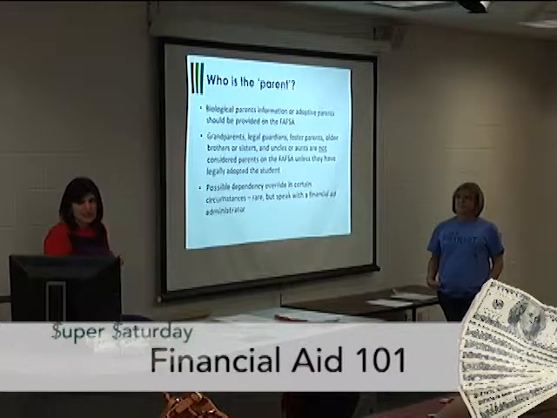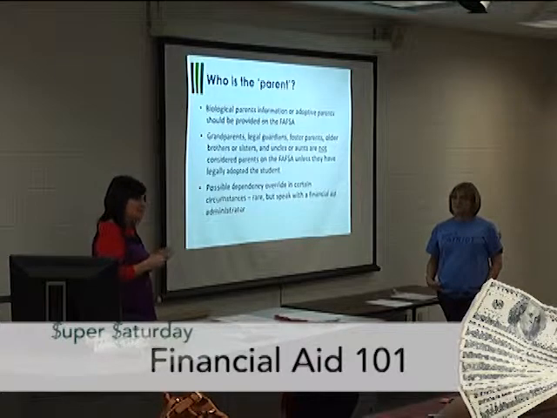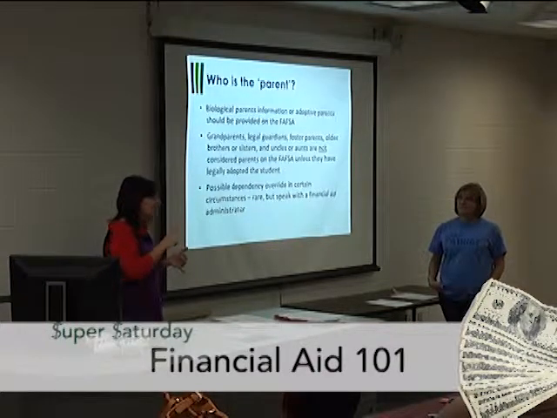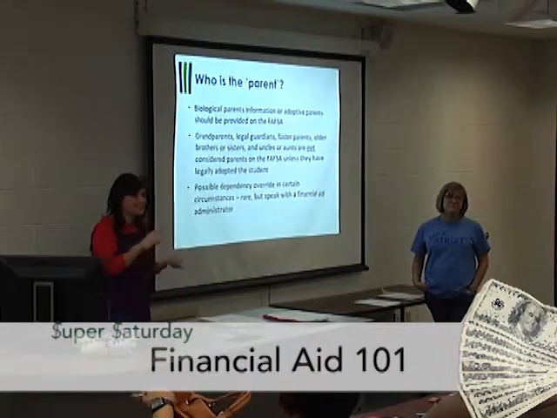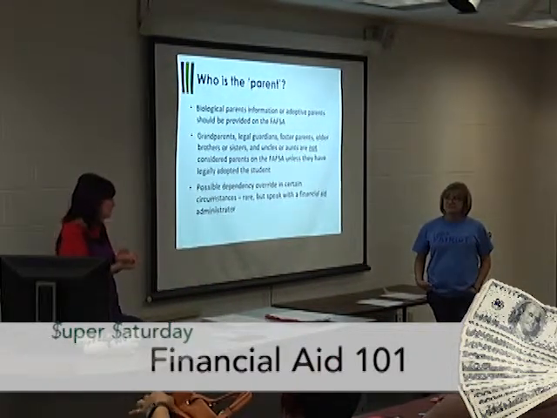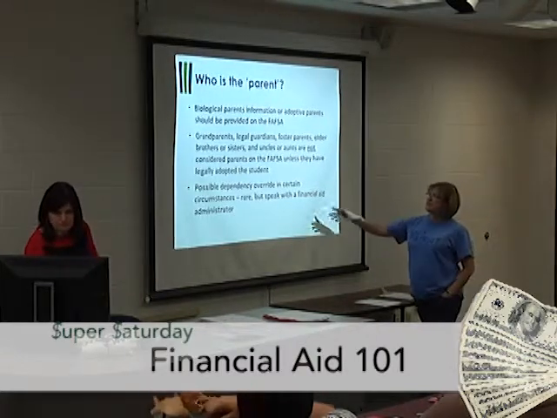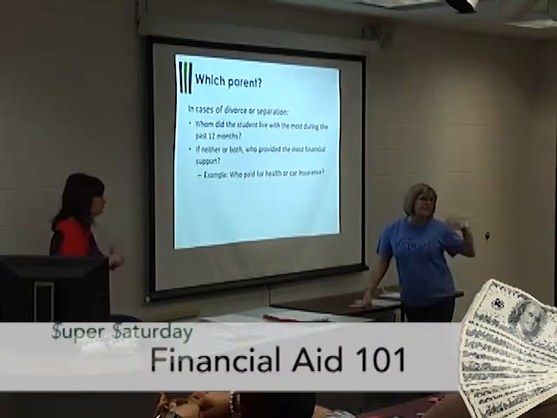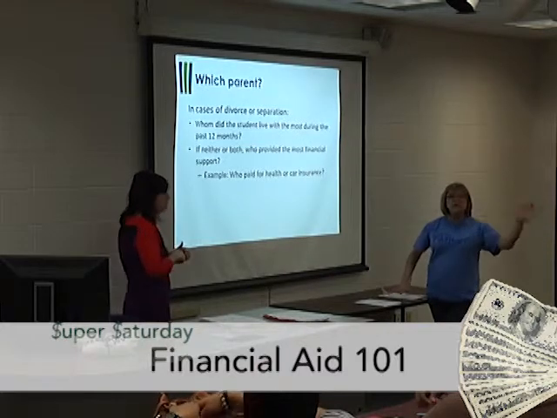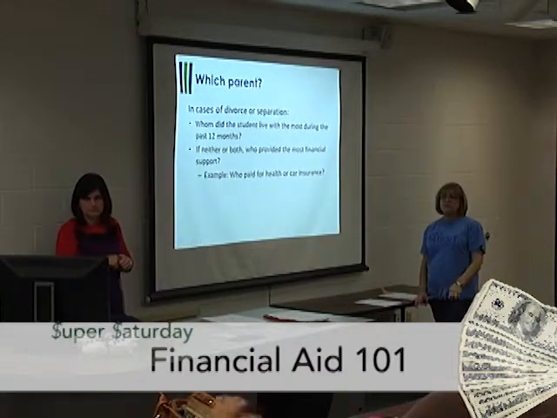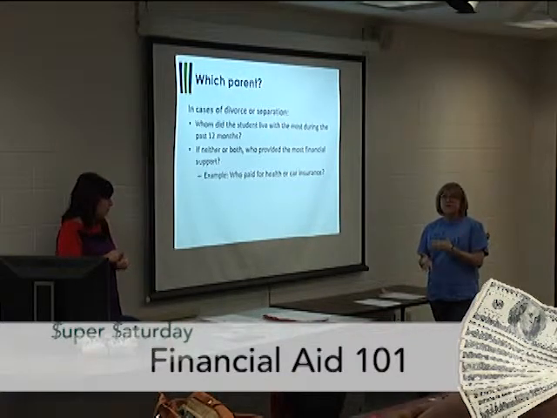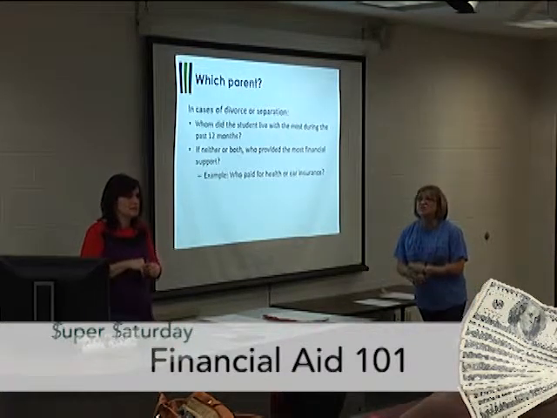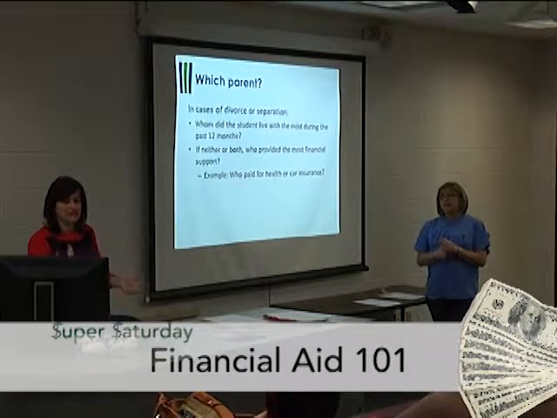All right? Possible dependency override can happen with special circumstances. You need documentation of that. You need a guidance counselor to document that. You need to have it notarized and sent to that financial aid office. That's the dependency, like if you were living with the grandmother, grandfather, aunt, uncle, whoever. Those are the cases where you absolutely need that information in order to be classified as an independent student. Which should get you more financial aid.